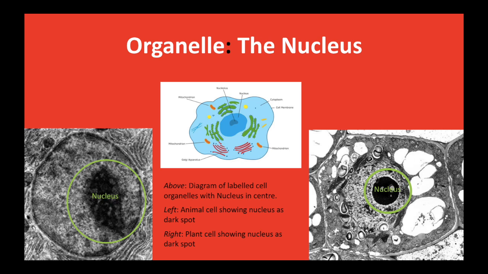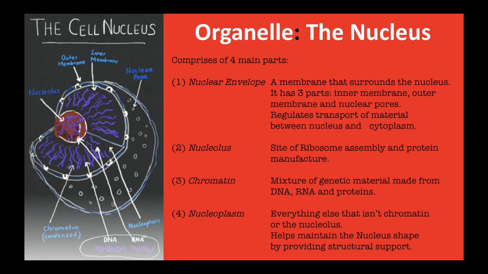It floats in cytoplasm and is surrounded by a membrane protecting it from the rest of the cell. There are 4 parts to the nucleus, each fulfilling a different function: the nuclear envelope, nucleolus, chromatin, and nucleoplasm. The nuclear envelope is the membrane that surrounds the nucleus, similar to a cell membrane. It contains 3 structures: an inner membrane, an outer membrane, and the nuclear pore.